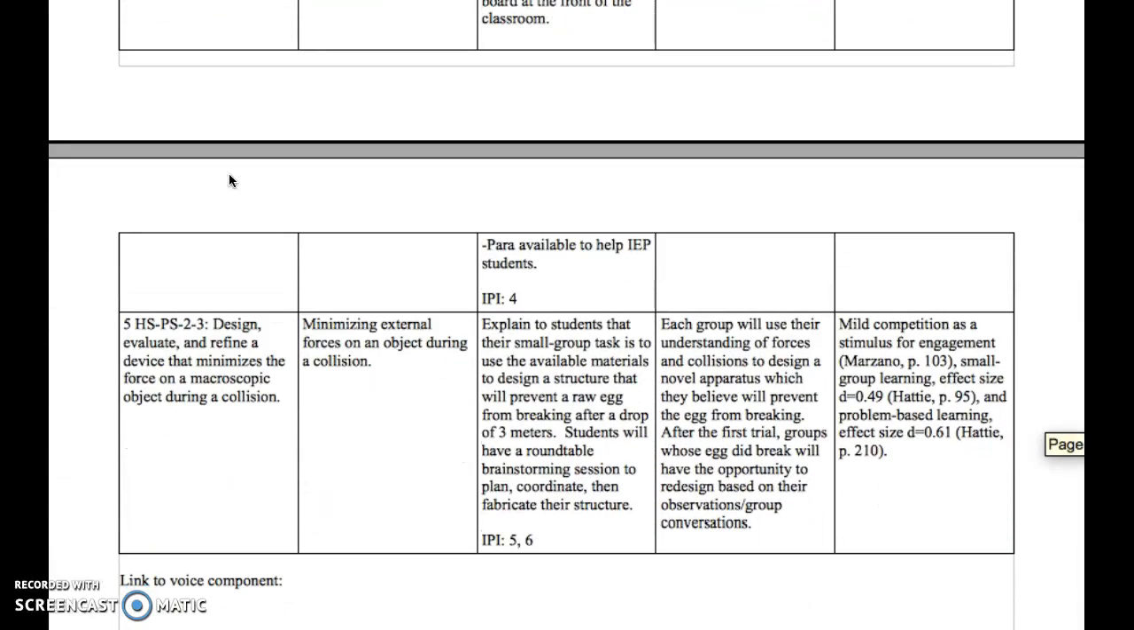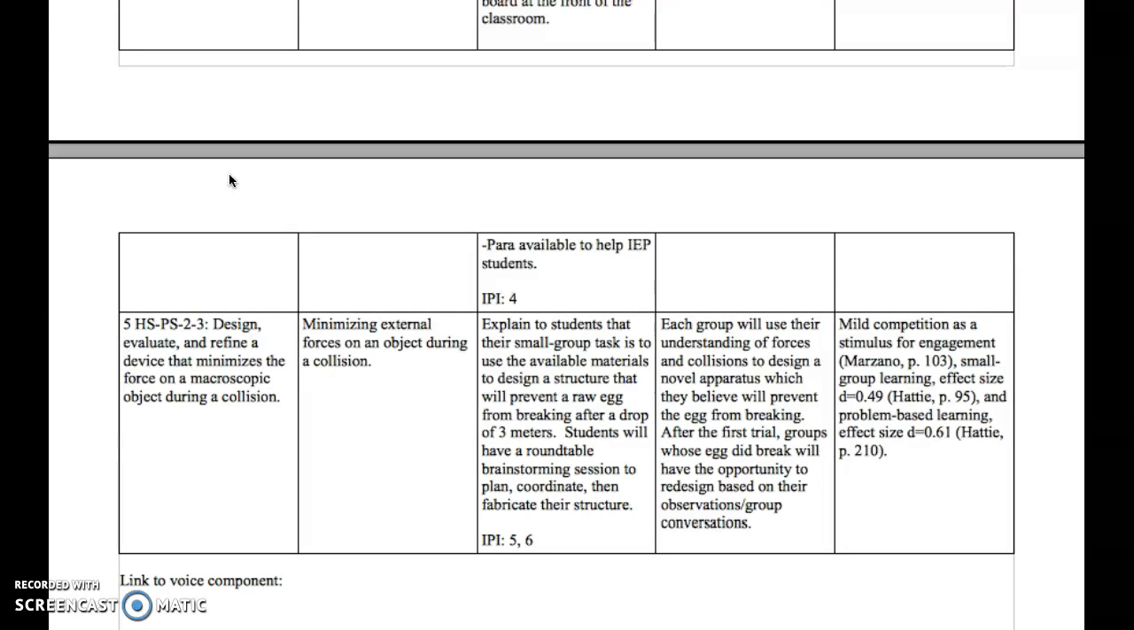Then last but not least, design, evaluate, and refine a device that minimizes the force on a macroscopic object during a collision. So this is one of my favorites. It's a classic, the egg drop. I'll explain to them what they're supposed to do, but basically leave them to their own devices. I'll give them straws and tape and whatever I decide that they're allowed to use for this, and then see if they can design something that will allow them to drop a raw egg from 3 meters and not break.